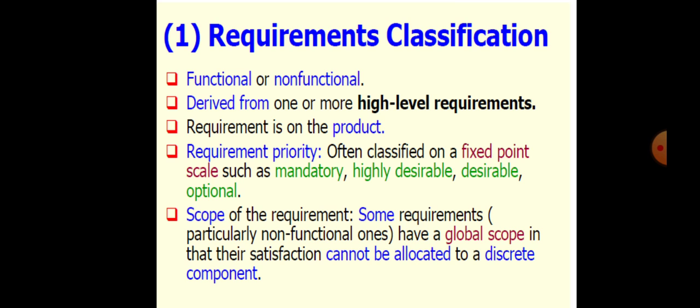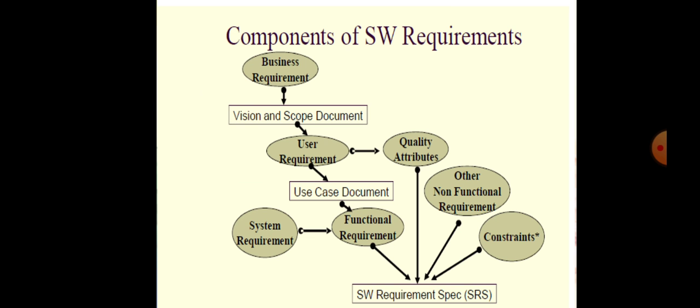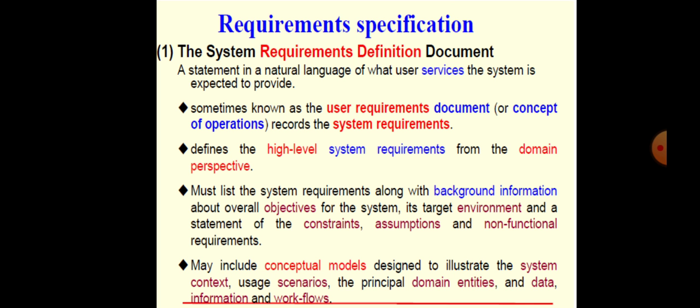Requirements classification: functional or non-functional, derived from one or more high-level requirements. Requirement is on the product. Requirement priority, often classified on a fixed point scale such as mandatory, highly desirable, desirable, optional. Scope of the requirements. Some requirements, particularly non-functional ones, have a global scope in that their satisfaction cannot be allocated to a discrete component. Components of software requirements. Requirement satisfaction.